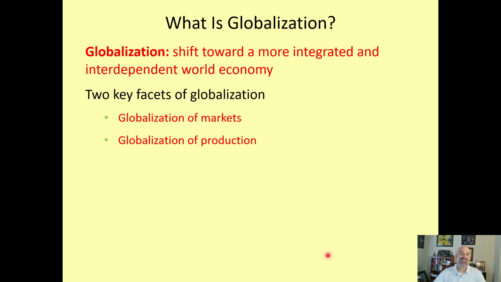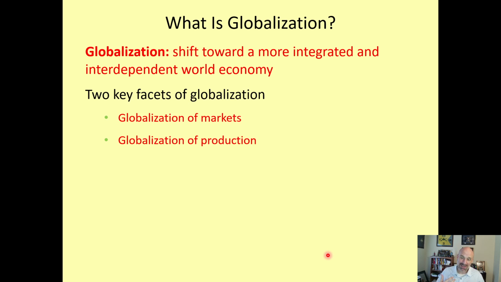So there are two key facets of globalization. First of all, we define it by a shift toward a more integrated and interdependent world economy, which is different than an independent world economy. Kind of the opposite of globalization is isolation, where countries want to operate exclusively within their own boundaries, or their own borders. The two key facets of globalization involve the globalization of markets and the globalization of production.